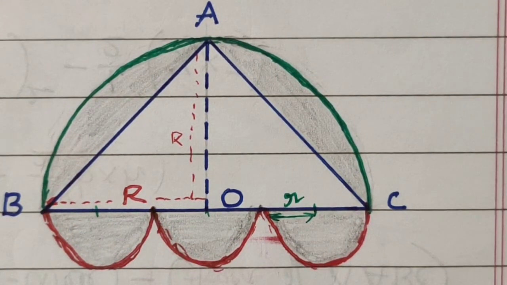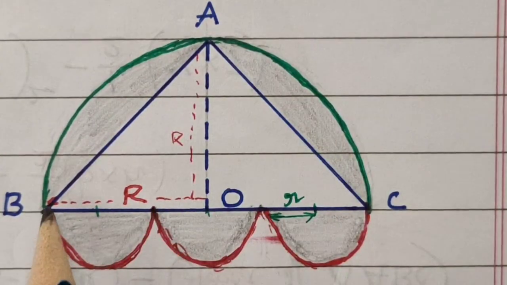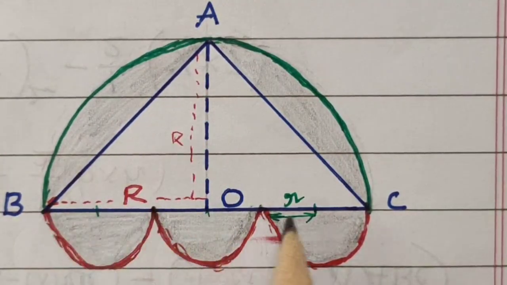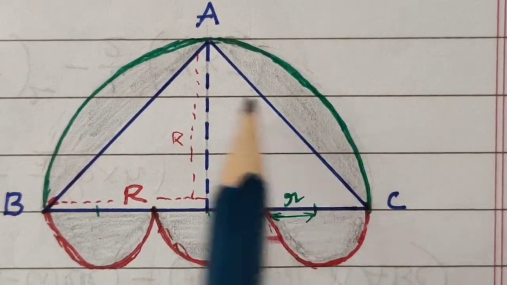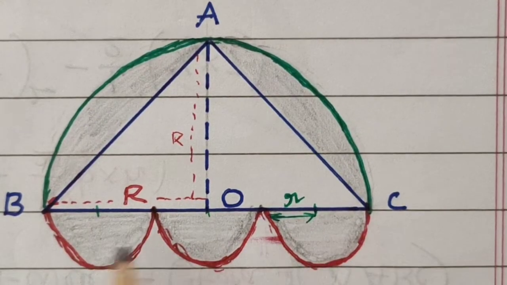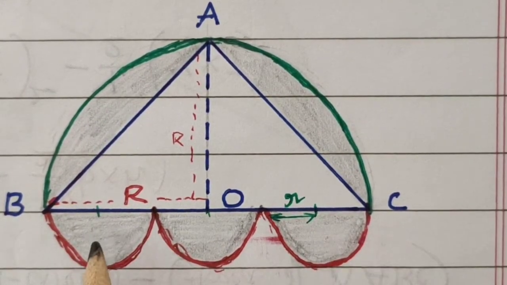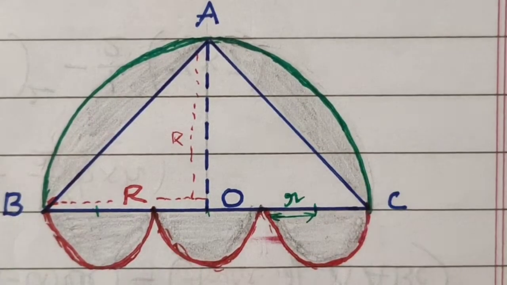To find the area of the shaded region, we have to find out the area of this whole semicircle, deduct the area of this triangle from it. Then we get the area of this plus this. Then add this plus this with the areas of these three. These three are similar semicircles. So find out the area of one semicircle and multiply it with 3. We'll get the areas of these 3. Then we get the area of the shaded portion.